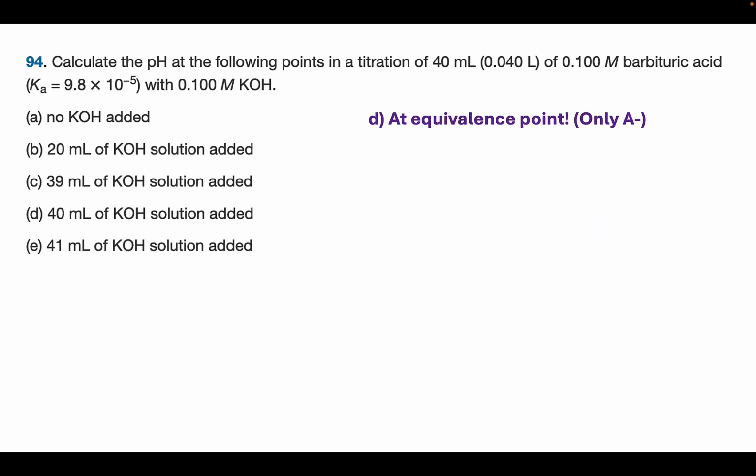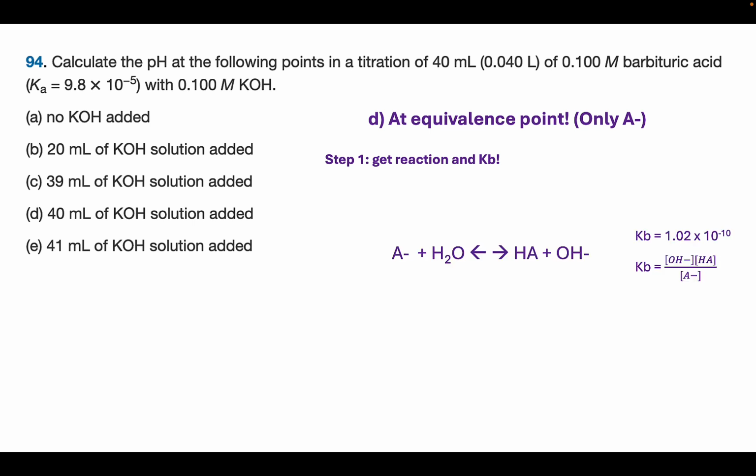Okay, what about at the equivalence point with only A minus? Here, remember that we saw that it was stoichiometrically equivalent. That's how we determine the equivalence volume of 40. And so all the HA has been converted to A minus. So if all we have is this conjugate, the barbiturate ion, the A minus, we have the following, right? A minus in water makes for an equilibrium. And we solve for Kb based on the Ka of the barbituric acid.